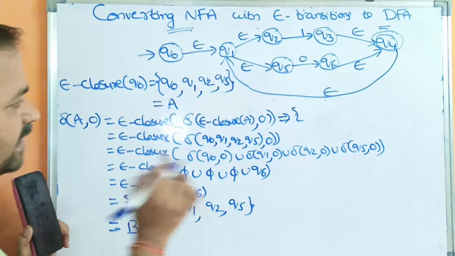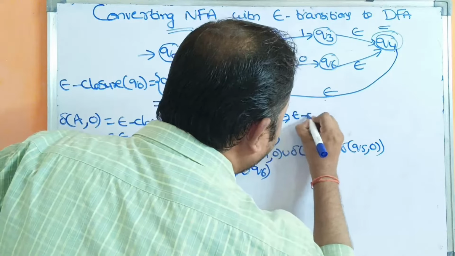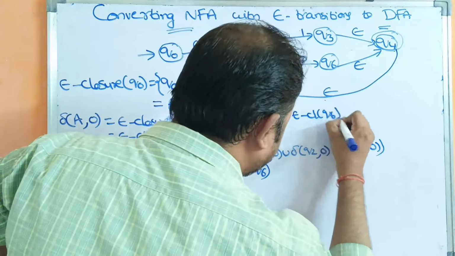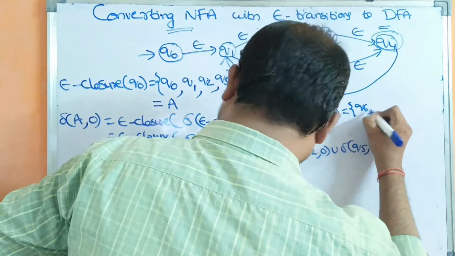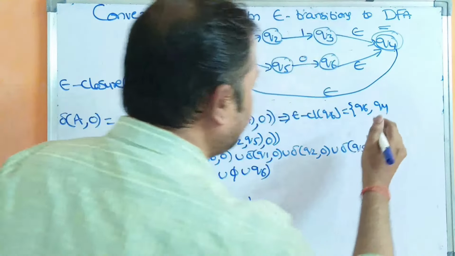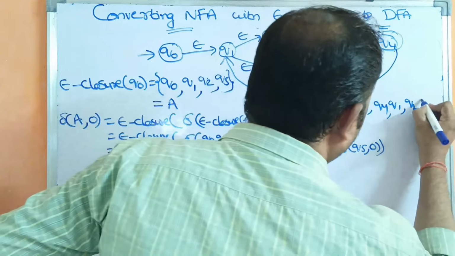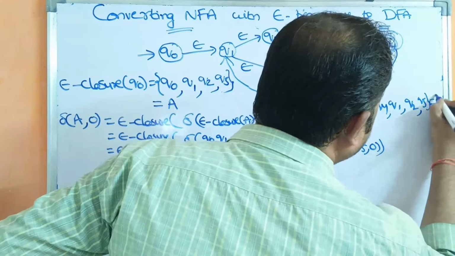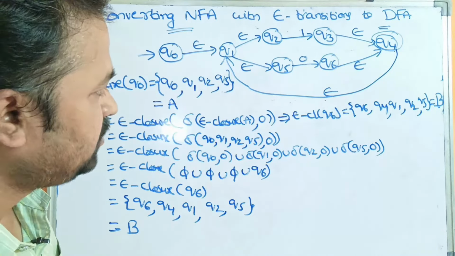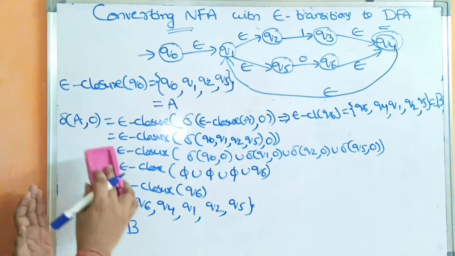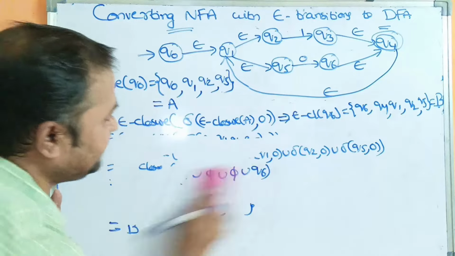So this is nothing but epsilon closure of Q6. On calculation, we are getting epsilon closure of Q6. What is epsilon closure of Q6? Q6, Q4, Q1, Q2, Q5. So this state is nothing but B. For space constraints, I am erasing all these lines.